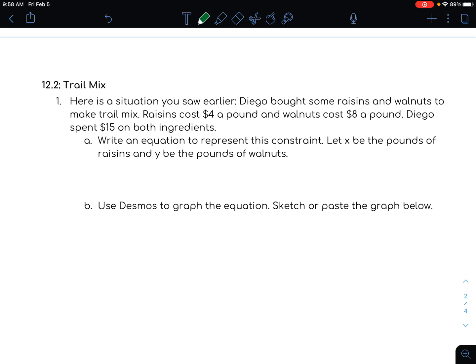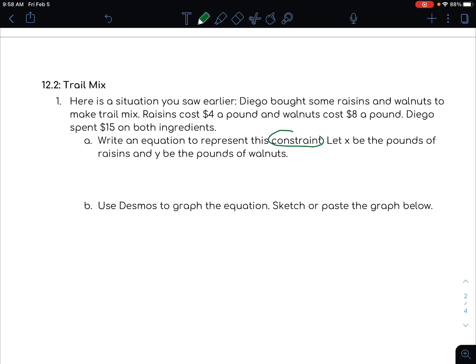Here's a situation you saw earlier. Diego bought some raisins and walnuts to make trail mix. Raisins cost $4 a pound and walnuts cost $8 a pound. Diego spent $15 on both ingredients. Write an equation to represent this constraint. Let x be the pounds of raisins and y be the pounds of walnuts.